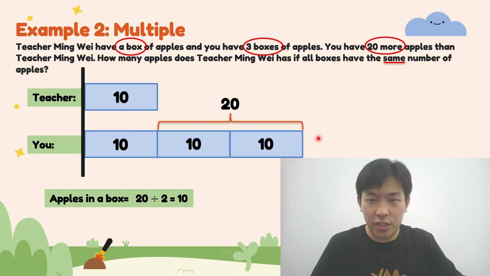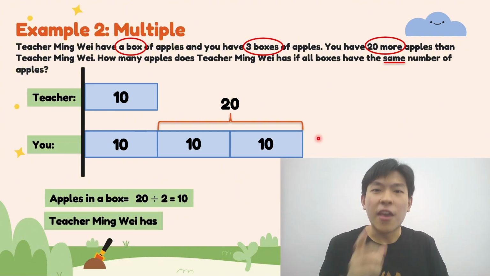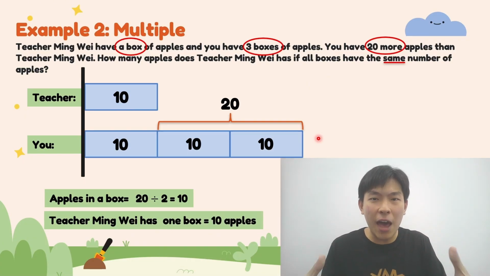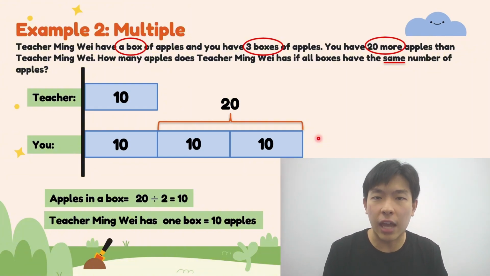So let's answer the question. How many apples does Teacher Mingwei have? Perfect! I have 10 apples because I have 1 box of apples. Now we have solved this question, so let's look at the summary that we can get here.